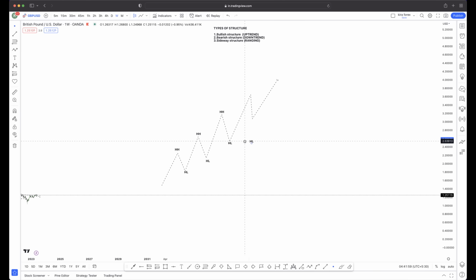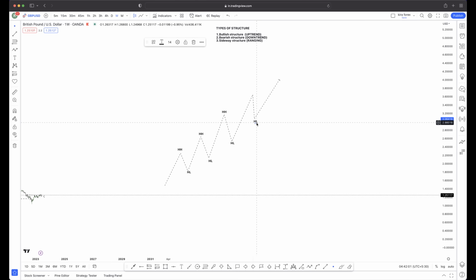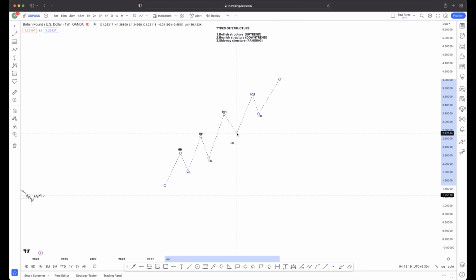Like I said, we are on the bullish structure. On the bullish structure, we have a series of higher highs. As you can see from my screen, we have a series of higher highs and higher lows. So we have higher high, higher low, higher high, higher low, higher high, higher low. Simple. This is an uptrend market.